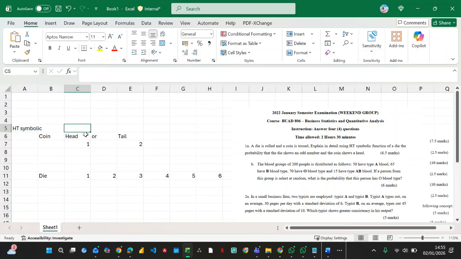Now, if I toss a coin, either I will have a head, or I will have a tail.